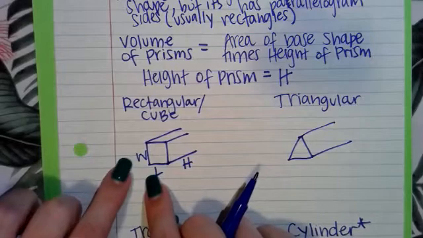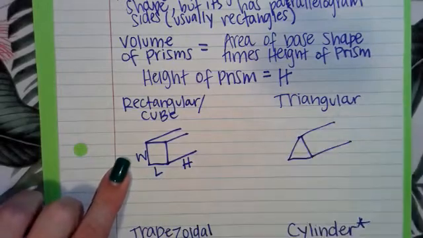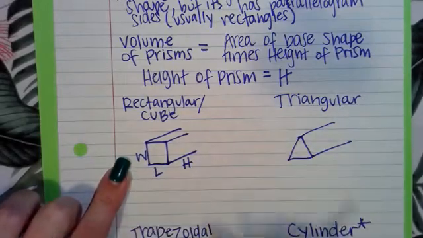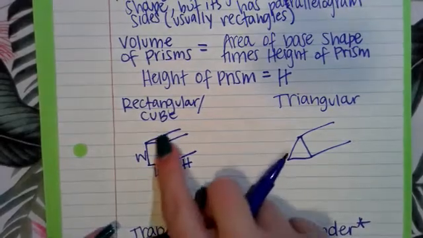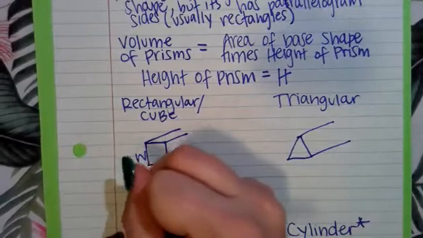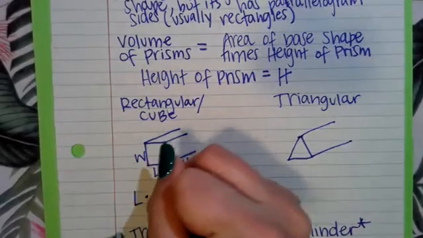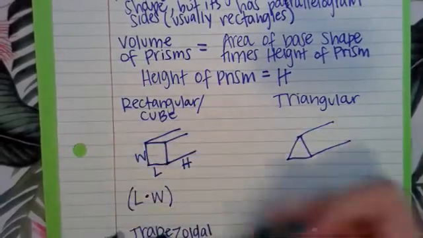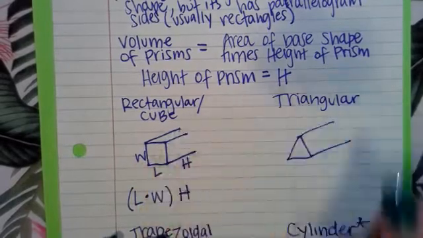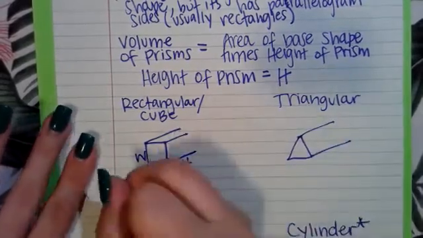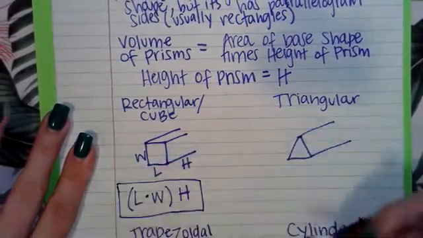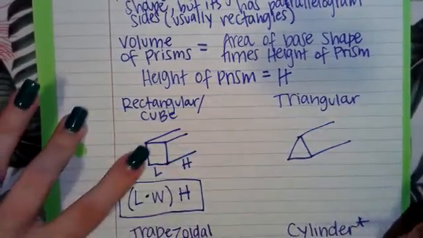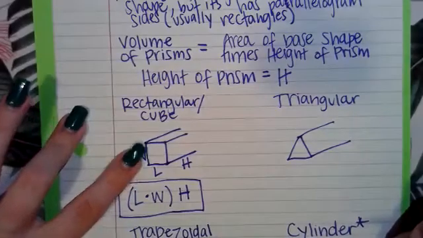I like to use length and width because base and height come into play in other shapes and it can be confusing. So to find the volume, we take the area of the base shape. To find the area of a rectangle, we do length times width. Then to find the volume, we multiply it times the height of the prism. This is one that a lot of you probably already know. Length times width times height is how we find the volume of a rectangular prism or a cube.